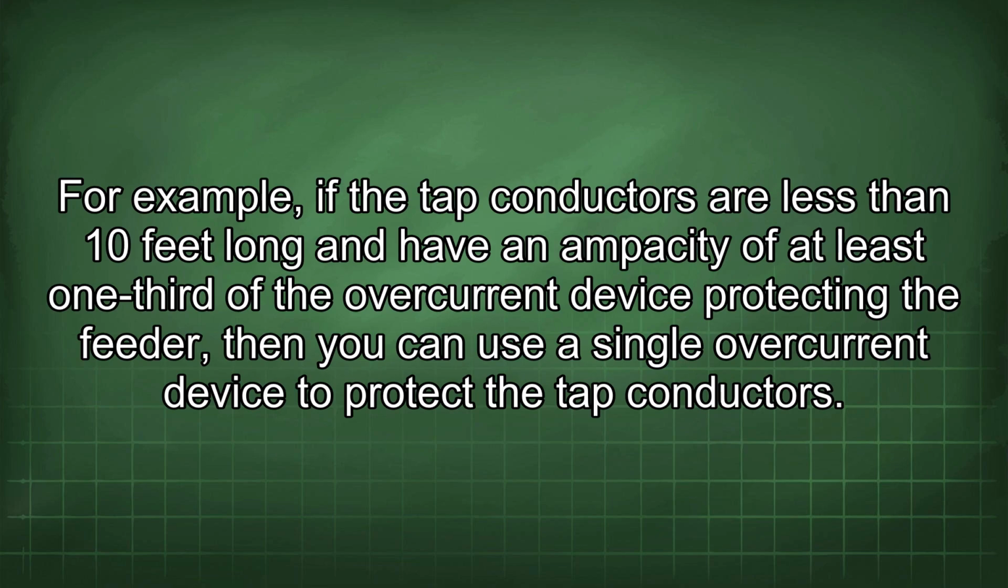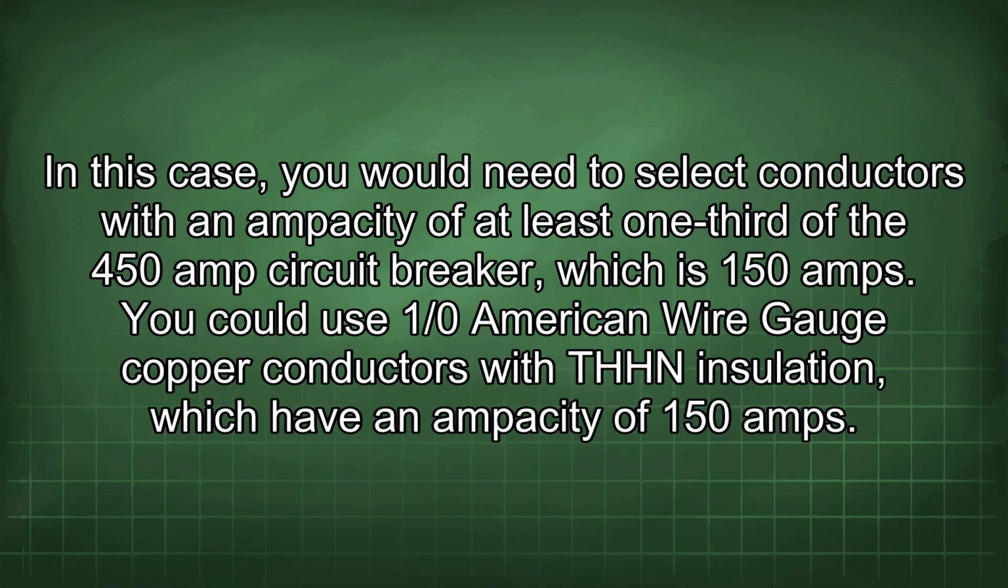For example, if the tap conductors are less than 10 feet long and have an ampacity of at least 1/3 of the overcurrent device protecting the feeder, then you can use a single overcurrent device to protect the tap conductors. In this case, you would need to select conductors with an ampacity of at least 1/3 of the 450 amp circuit breaker, which is 150 amps. You could use 1/0 American wire gauge copper conductors with THHN insulation, which have an ampacity of 150 amps.